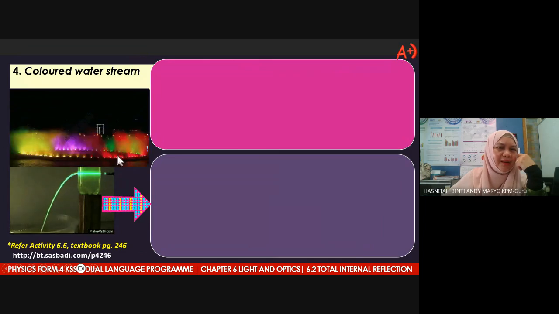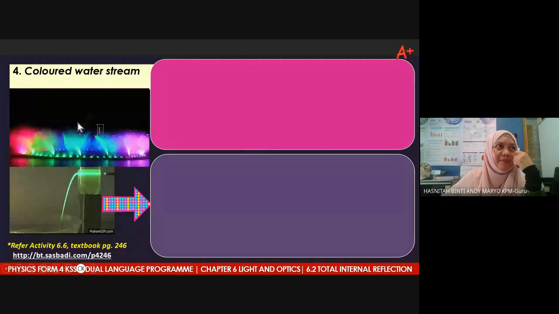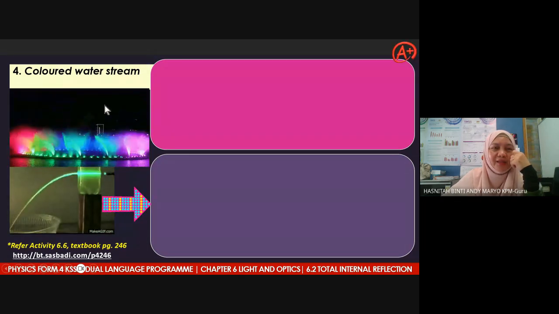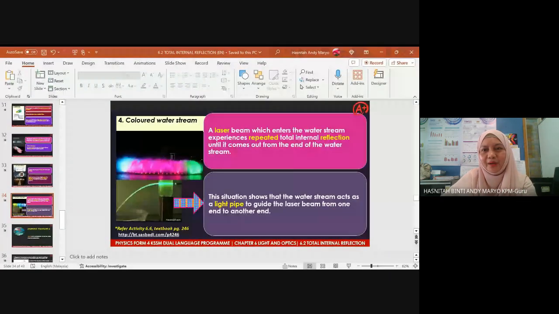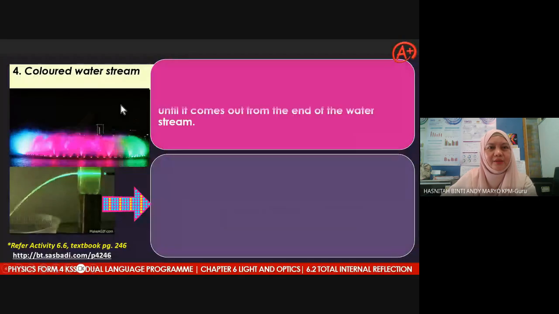Do we have somewhere in Penang? Actually, we have one in Bertam Putra in Setia Fountains. Do you know anywhere you can see this in Penang? Boleh tak? Siapa yang suka berjalan-jalan tu pernah nampak water fountain here somewhere in Penang? Okay, so the colored water stream.